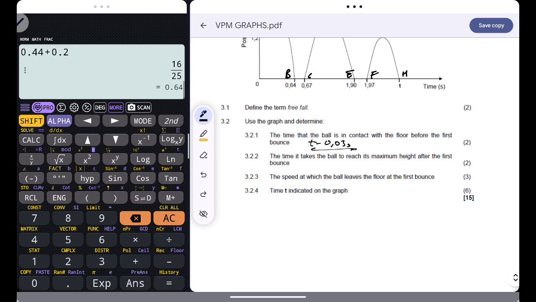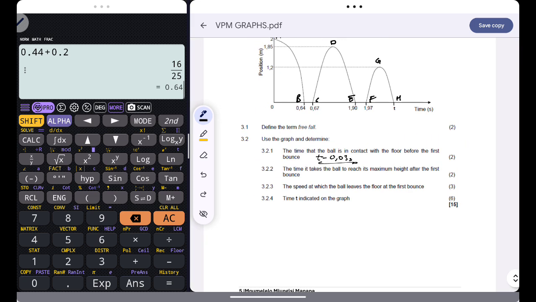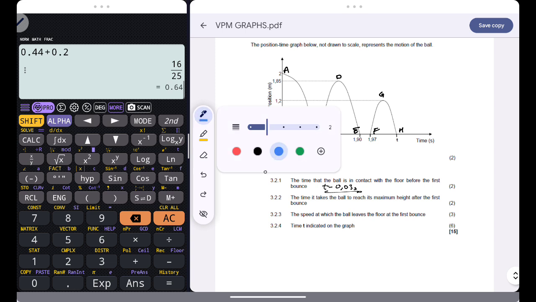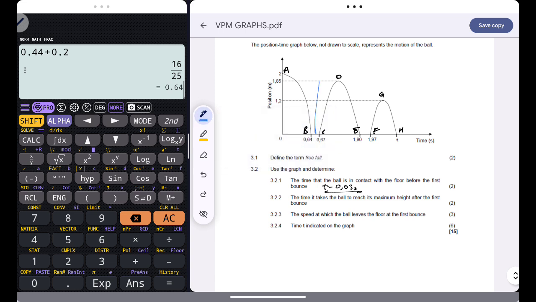Okay, the time it takes the ball to reach maximum height after the first bounce. Remember that, guys, according to symmetry, the amount of time the ball takes to reach maximum height is the same amount of time the ball will take from maximum height to the ground. All together. So for me to find the time it takes for the ball to reach maximum height, I just need to find the average of these two.